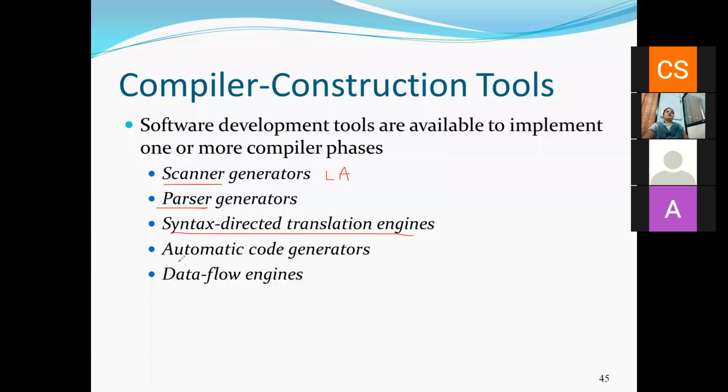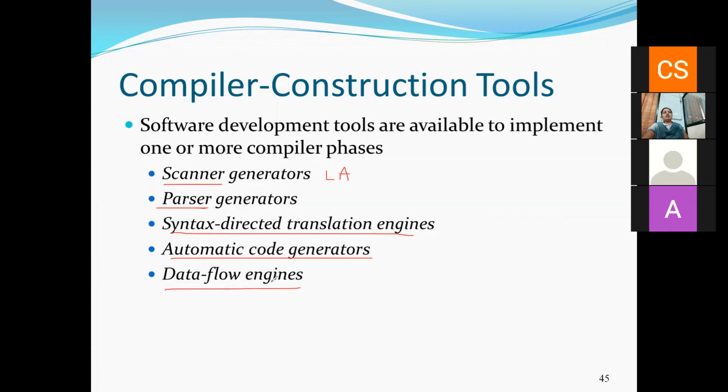Then we have the fourth tool, which is the automatic code generator. It is the last phase of the compiler where the target code is getting generated automatically. And the fifth is data flow engines. The data flow engine has to do with code optimization.